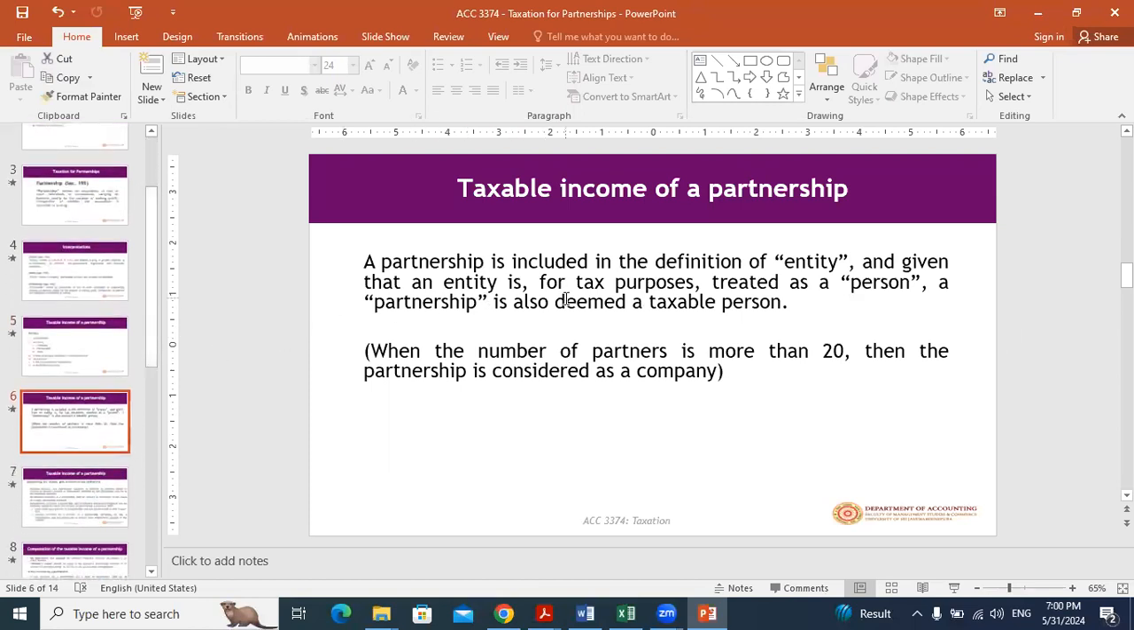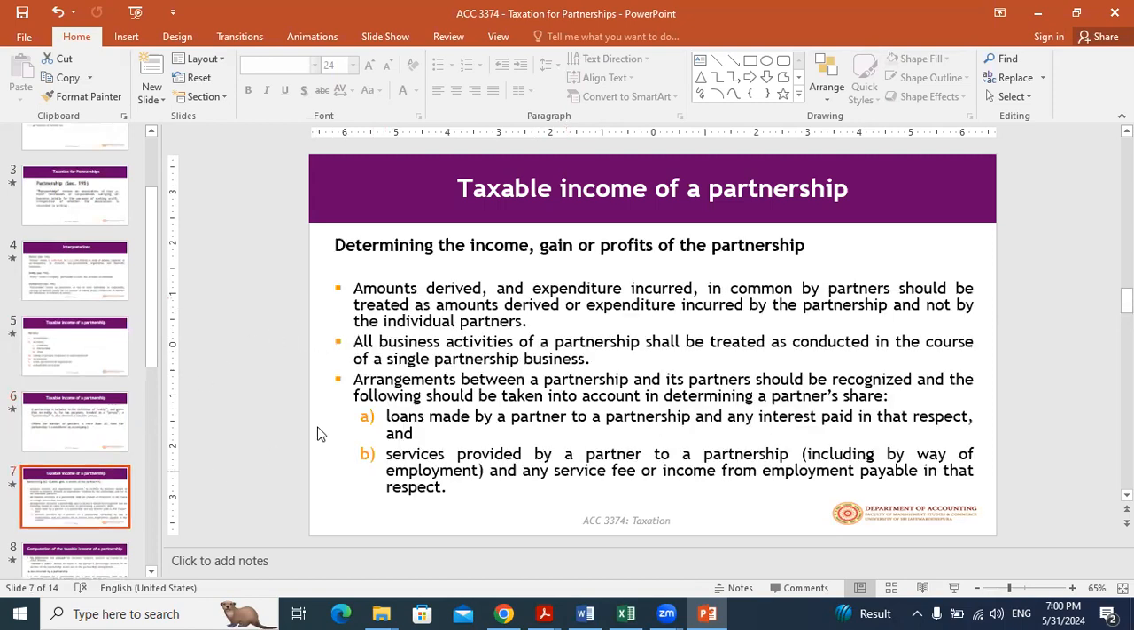A partnership is included in the definition of entity, and given that an entity is for tax purposes treated as a person, a partnership is also deemed a taxable person. Also, when the number of partners is more than 20, the partnership will not be considered a partnership; it is treated as a company. That is also quite important, but we will not be testing these things for the taxation examination.